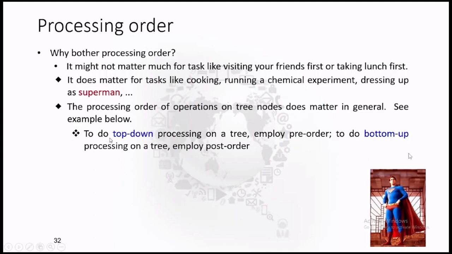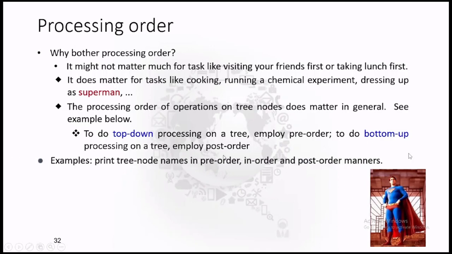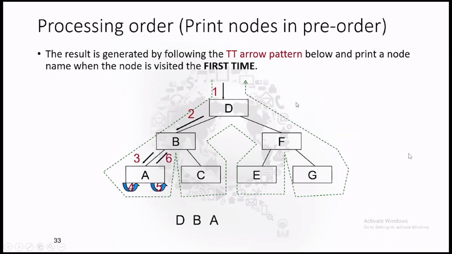All right, so we can have the tree processed top down. If you want to process the tree from up to down, then it would be pre-order. If it's bottom up, then it would be post-order. So for example, here, pre-order. For pre-order, remember that it is the node's first visit.